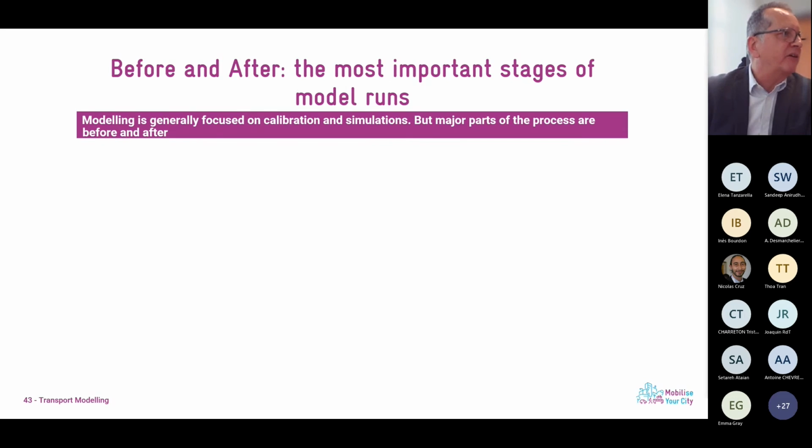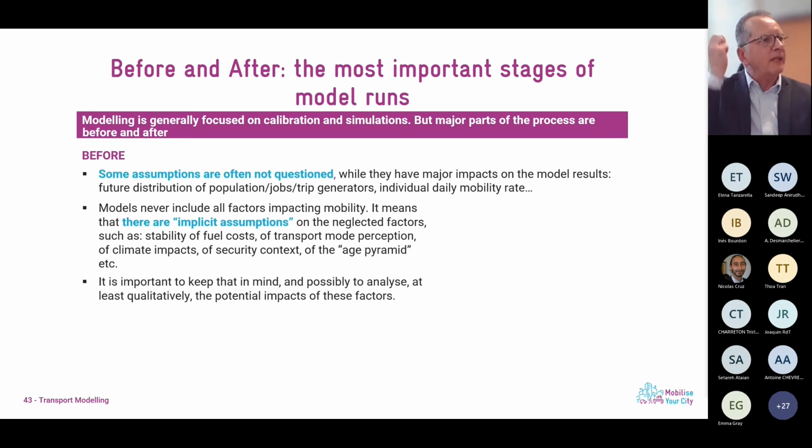And then the last slide, after another exercise. The most important stages of the model runs are before and after. Modeling is generally focused on calibration and simulations, but major parts of the process are before and after that. Before, because some assumptions that are essential in the results are not questioned: future distribution of population, jobs, or trip generators, individual daily mobility rates, things like that might not be questioned while they have an essential impact on the results.